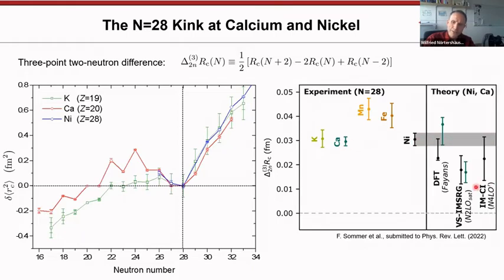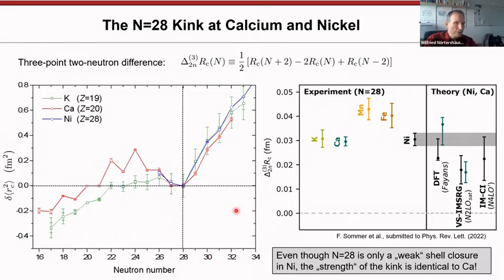And this is also quite nicely reproduced in all theories. So the value itself is different for the valence space calculations, but that the two are the same is also a result here. And so this clearly shows that the strength of the kink is not an indication for the strength of a shell closure, because that the shell closure at nickel is much less than at calcium 48, I think should be clear.